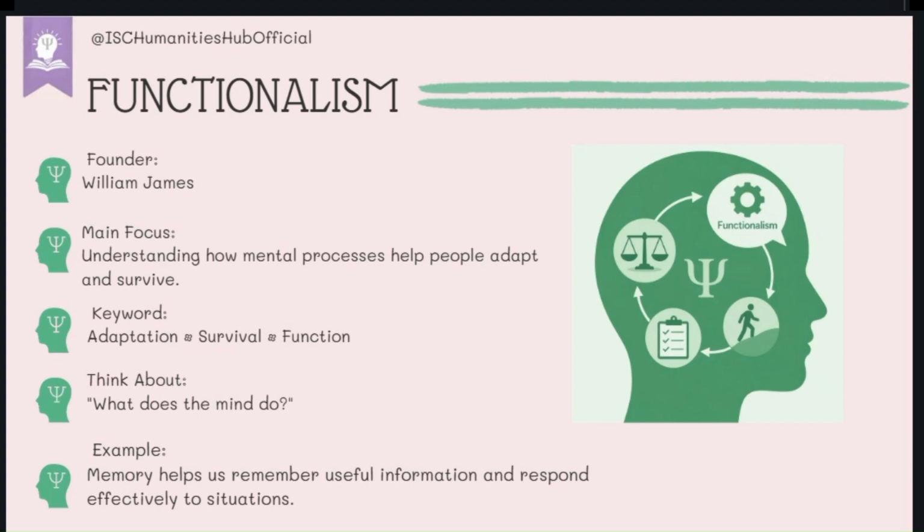The criticism which functionalism faced was for being too broad and it lacked a rigorous scientific approach. Critics even argued that it did not provide a clear framework for studying specific mental processes. So I'll try to explain it with an example. Functionalists might study how memory helps individuals remember important information for survival, such as remembering the location of a food source or recognizing dangerous situations.